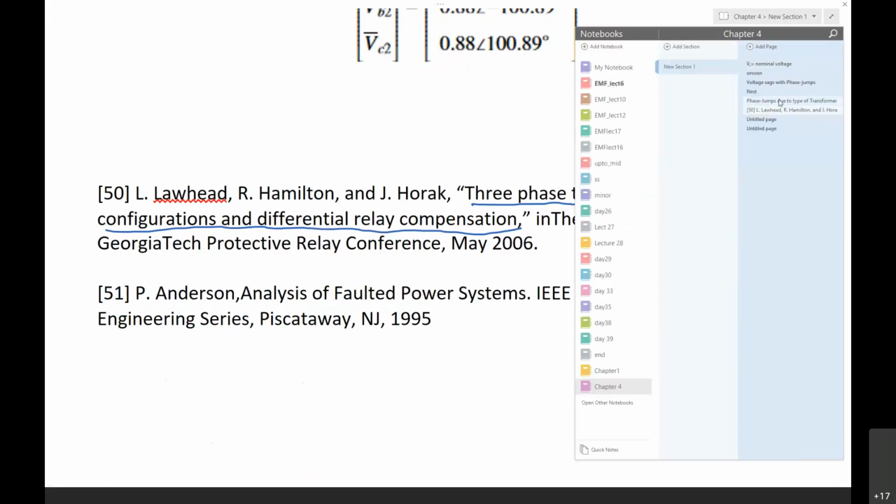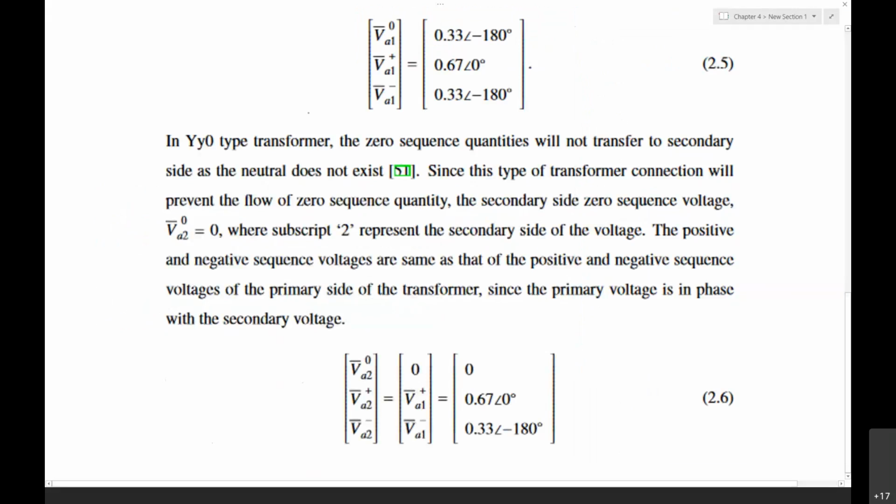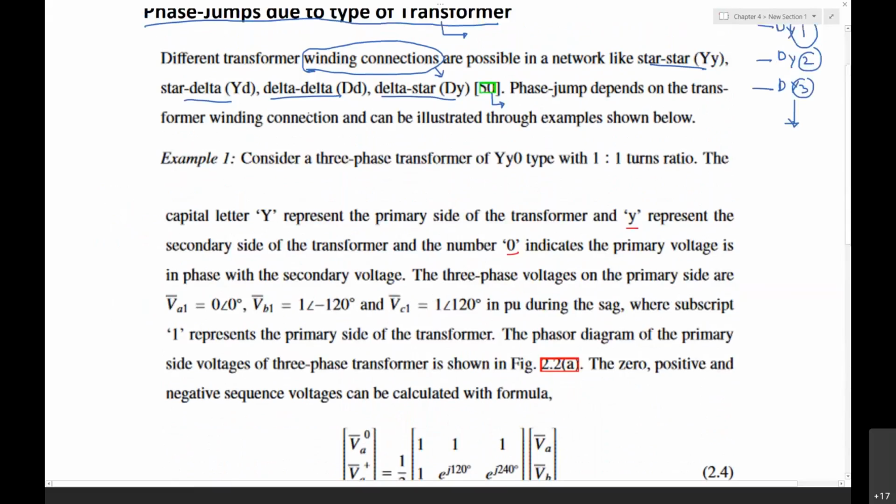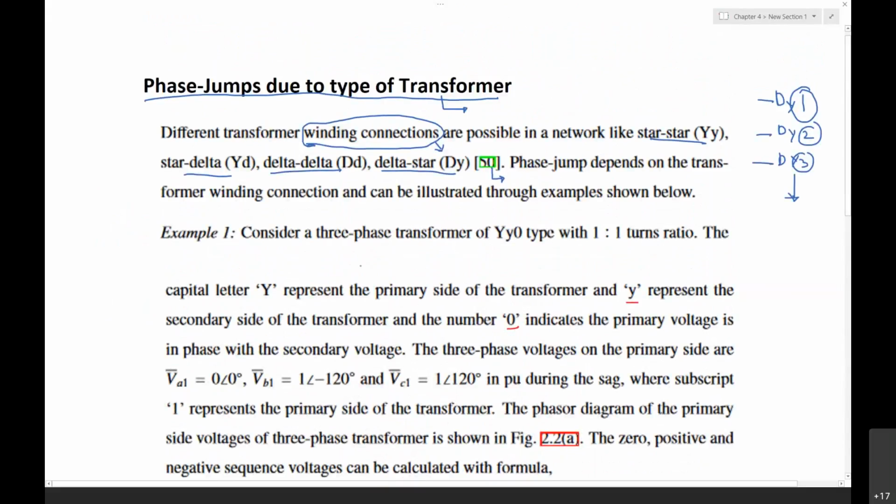Now we try to see how a transformer is going to have a phase shift. For that, we consider a Yy0 transformer. The capital Y represents the primary side and the small y the secondary side, whereas the 0 means there is no phase difference between the primary voltage and the secondary voltage. So the 0 indicates the primary voltage is in phase with the secondary voltage.